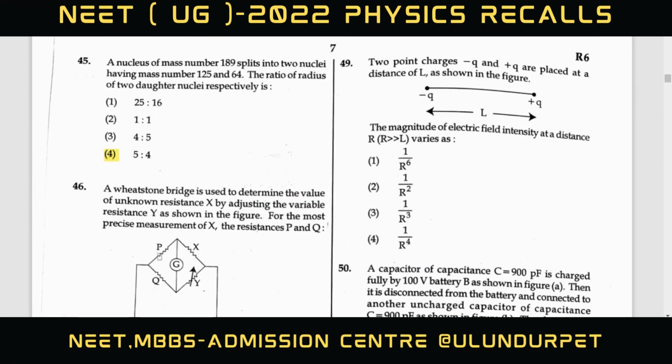49. Two point charges -Q and +Q are placed at a distance of L as shown in the figure. The magnitude of the electric field intensity at a distance r varies as? The answer is option 3.